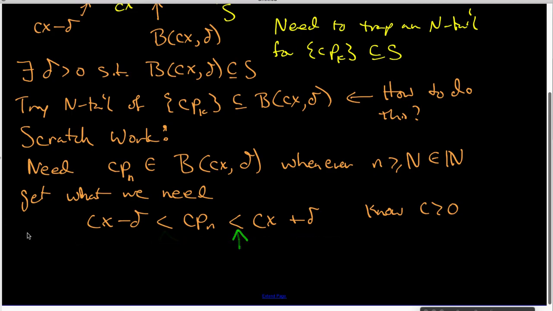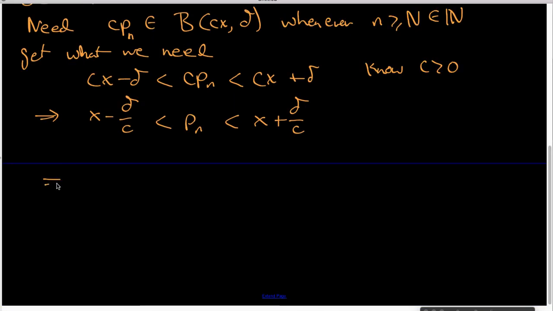And that means this inequality will imply that x minus delta divided by C is less than Pn, and Pn is less than x plus delta over C. In other words, in my scratch work, that would say that I need Pn to be inside the delta ball centered at x of radius delta over C. Now the question is, and I want to put this in a different color, whether or not we can reverse these arrows, because the reversed arrows will be the proof.